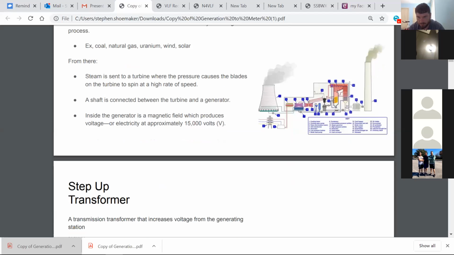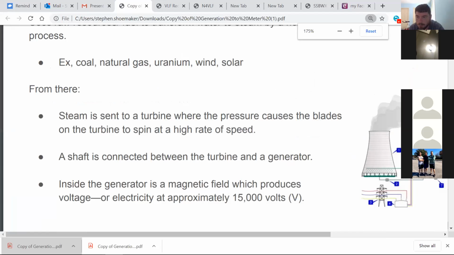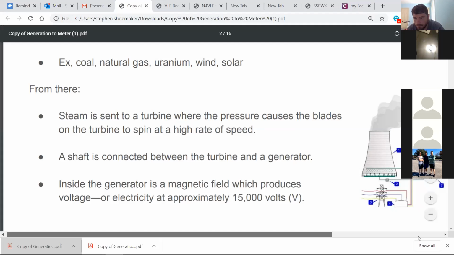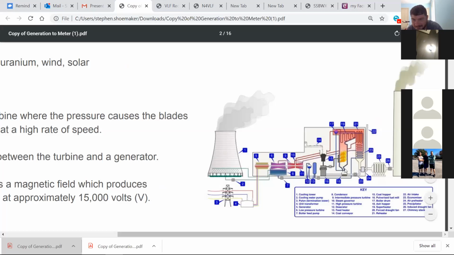The picture kind of shows a diagram of a generation station. It's kind of small though. I got the technology now.